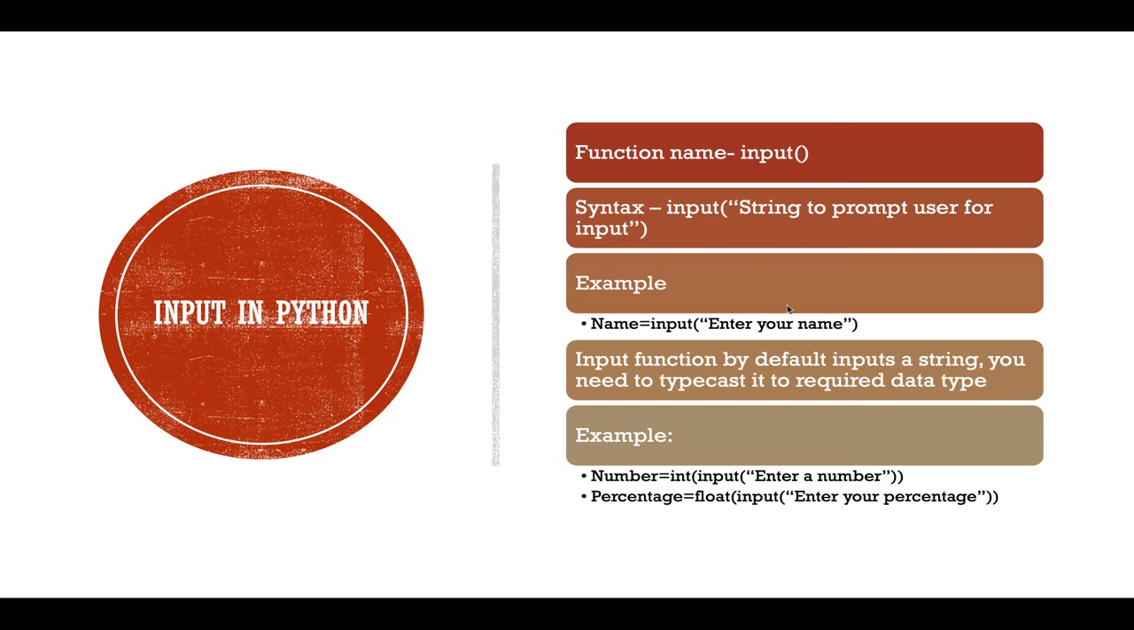The function works in this way. You will write input, enter your name. So this was for the older version. For the newer version you will have to use the raw input function. So raw input will input a string, and for numbers and floating variables you have to typecast it. We will learn about them later on when we understand the data types in Python.